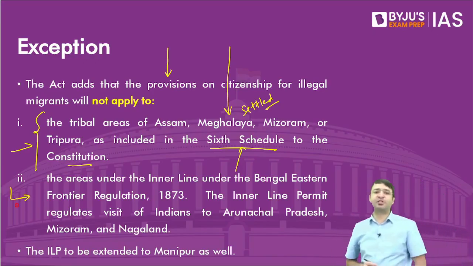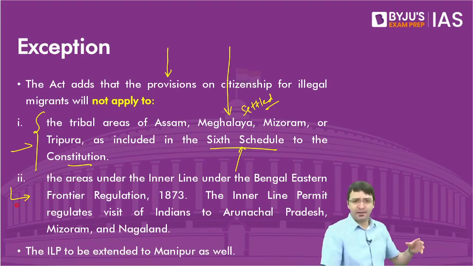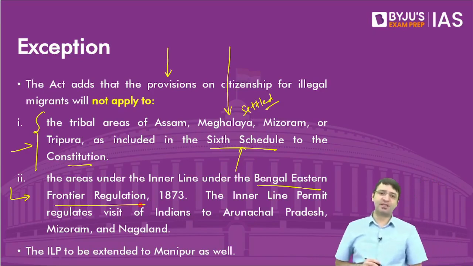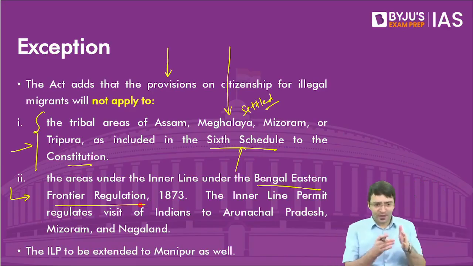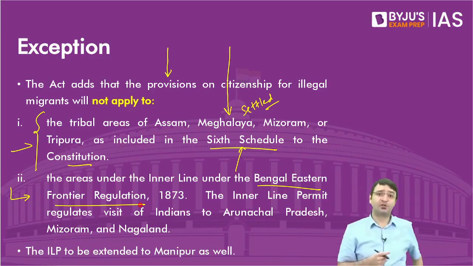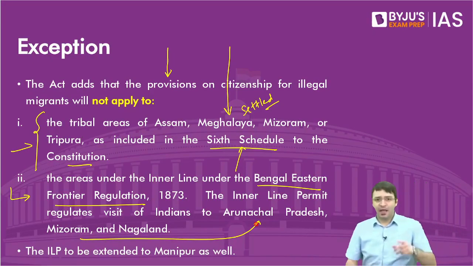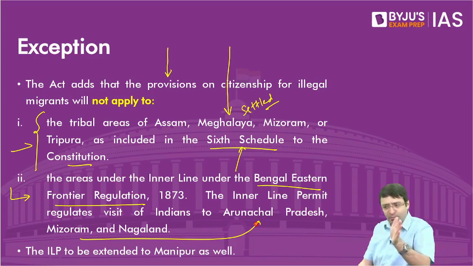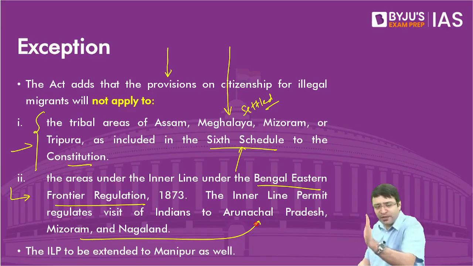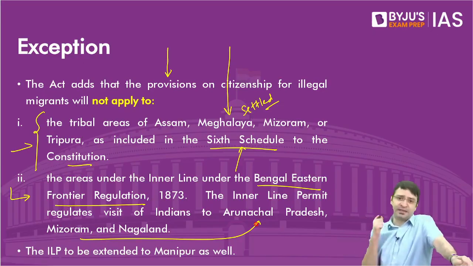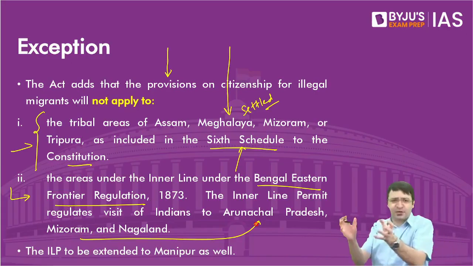Then there are areas which are under inner line permit. What is this inner line permit? This was introduced by the British under a law known as Bengal Eastern Frontier Regulation. The year was 1873. Inner line permit. What was this inner line permit? Basically, some areas where you cannot enter without the permission of the state government. For example, Nagaland. For example, Mizoram. For example, Arunachal Pradesh. If you want to enter Arunachal Pradesh, you're not from Arunachal Pradesh, you are from Delhi or Karnataka or Maharashtra. You are an Indian, but you want to enter Arunachal, or you want to enter Mizoram, or you want to enter Nagaland, you cannot enter these states without the permit issued by the state government. State government has to allow you to enter these areas, without which you cannot enter. This is to preserve the culture of these states.